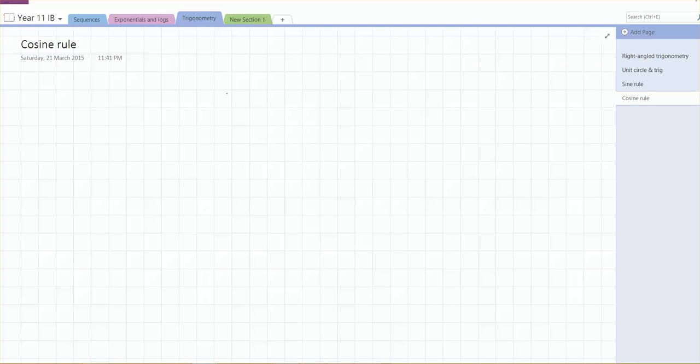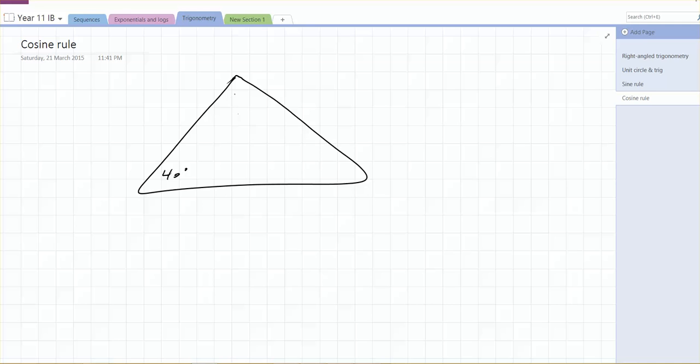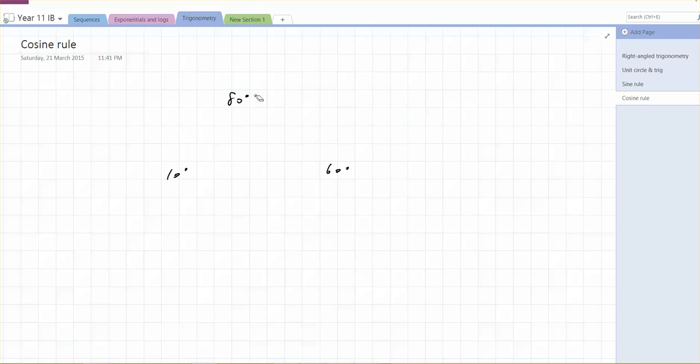For instance, if we've got three sides and three angles, 40 degrees, 80 degrees, and 60 degrees, what's this side here? Well, x over sine 60 equals, there's nothing to go on. The sine rule doesn't do it. So there are certain situations the sine rule works for, but not all of them.